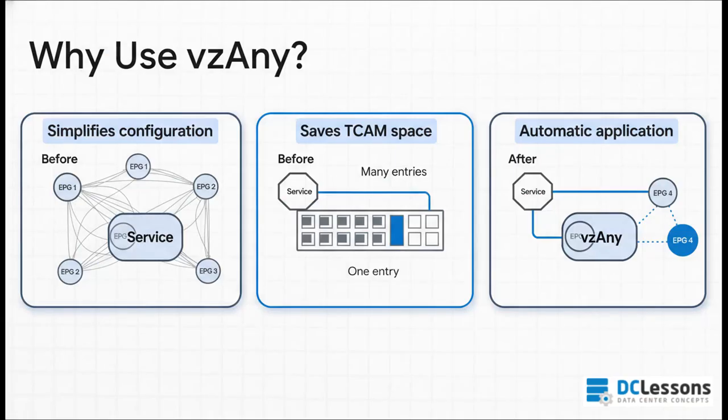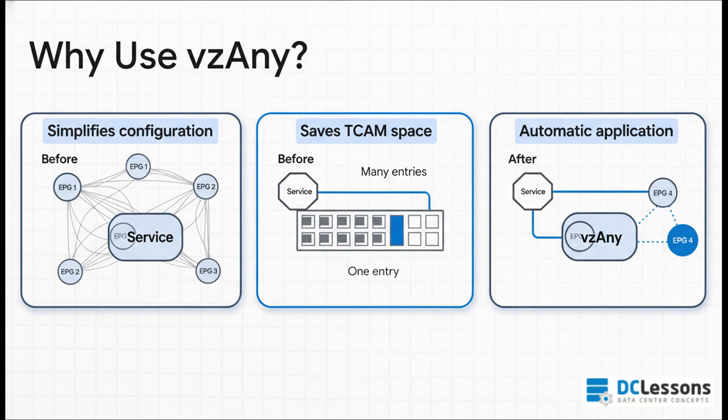First, obviously, it's way simpler to configure. But the really big deal is what it does for your hardware. It saves a ton of that precious TCAM space on your switches. Instead of burning a hardware entry for every single EPG to EPG rule, it just creates one. That is huge for performance and scale. And the best part? It's totally automatic. Spin up a new EPG in that VRF tomorrow, it automatically gets the rules.